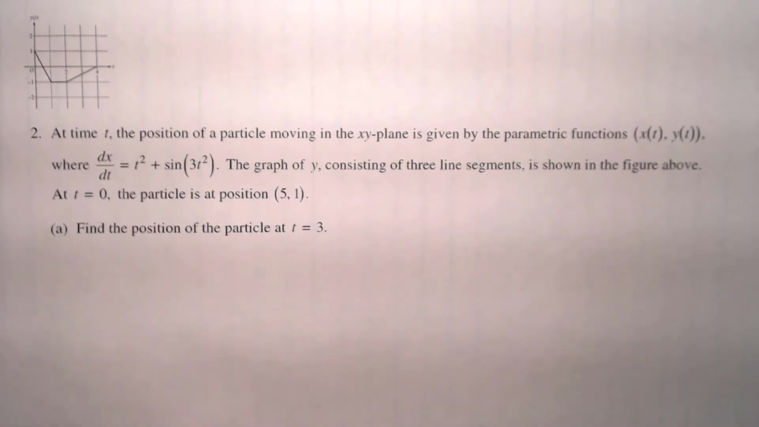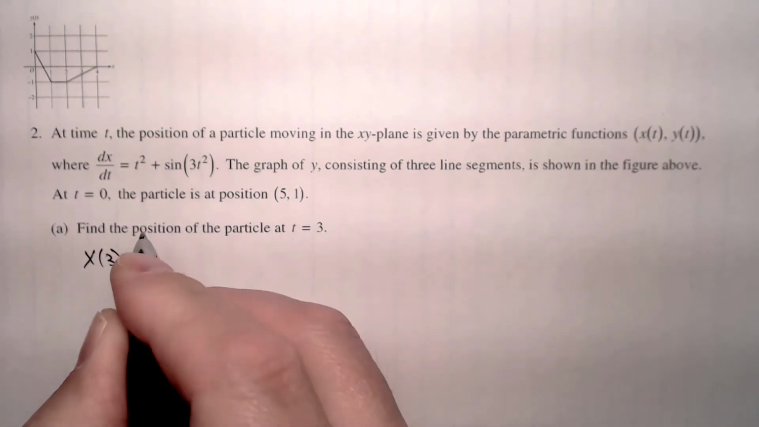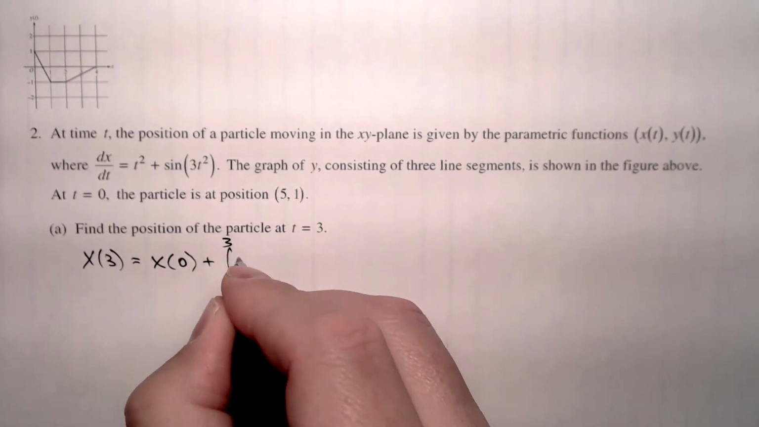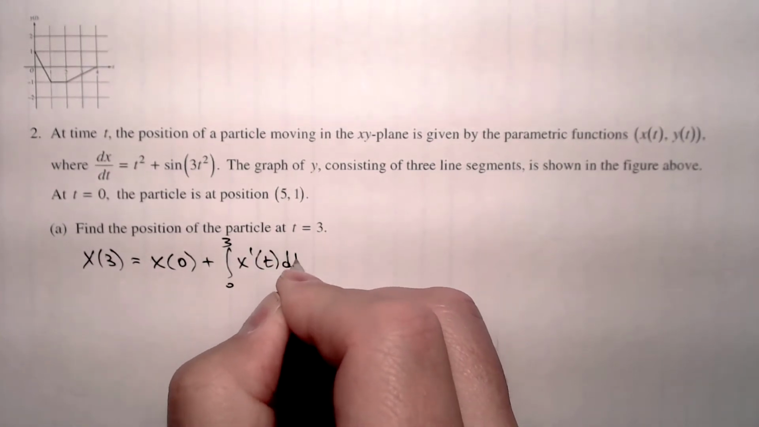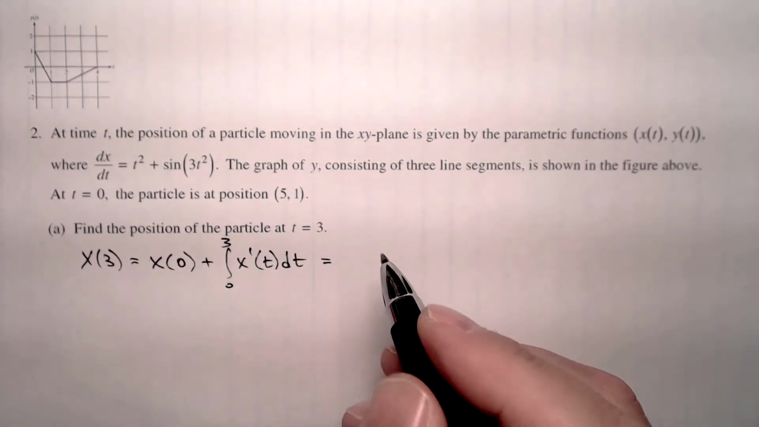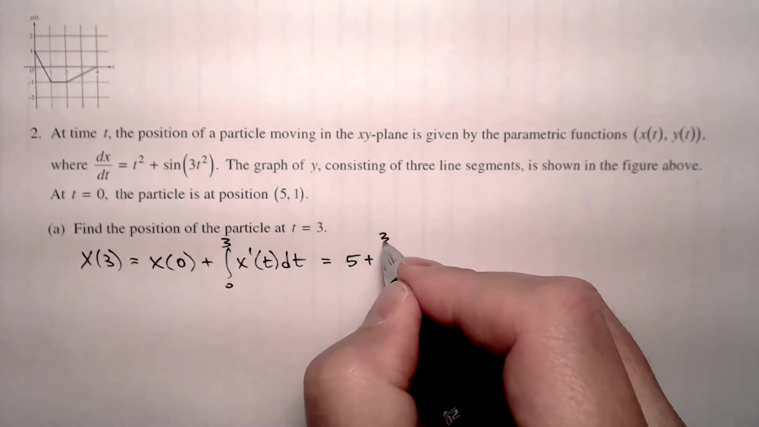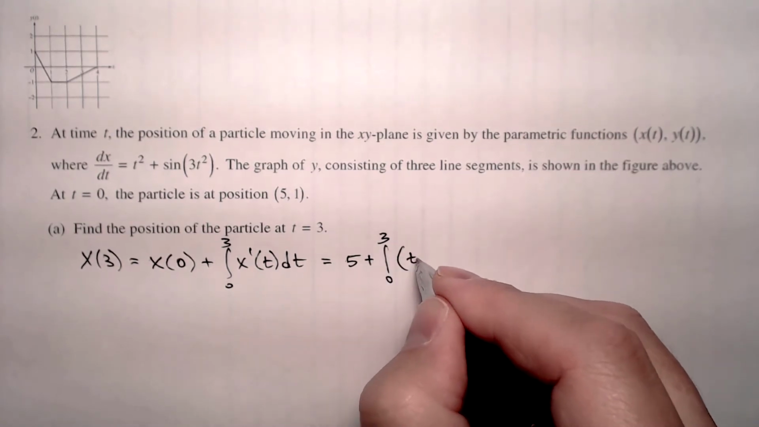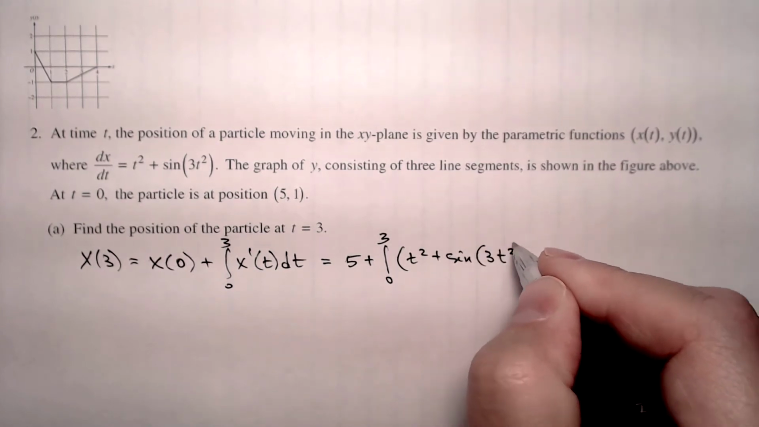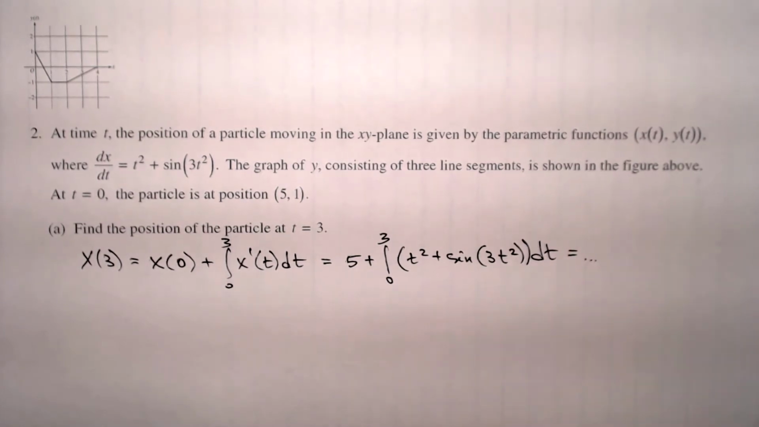So let's find x coordinate and y coordinate. X of 3 is equal to x of 0 plus integral from 0 to 3 x prime of t dt. And this is by the fundamental theorem of calculus. Let's plug in the values. X of 0 is 5 plus integral from 0 to 3 t squared plus sine of 3t squared dt. And we need to use a calculator to calculate that.